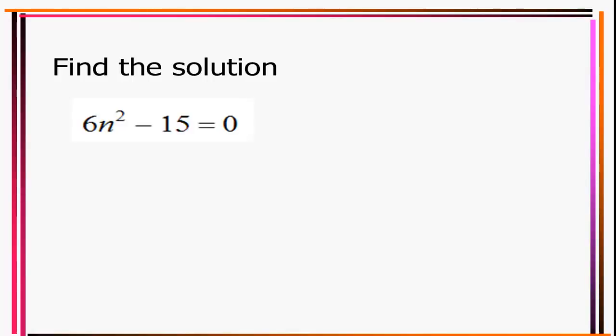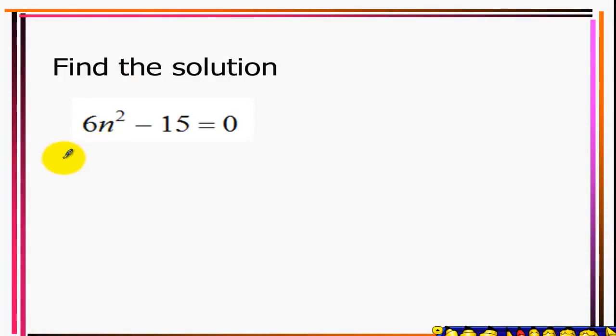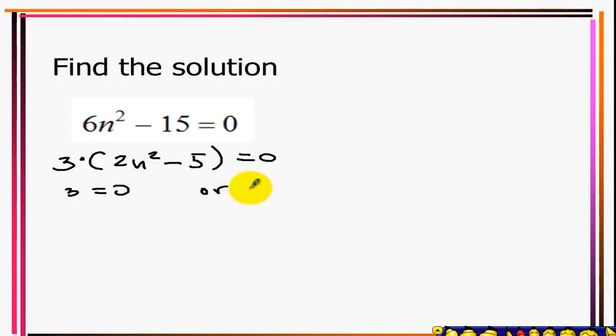Again, as of right now, the only method that we know in finding the solution is using factoring. So with this problem, it seems like we have a GCF. So let's bring out our GCF 3. We'll get 3(2n squared minus 5) equals 0. Now using zero product property, it means that 3 is equal to 0, or 2n squared minus 5 is equal to 0.